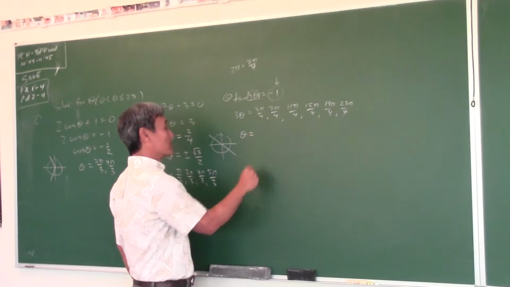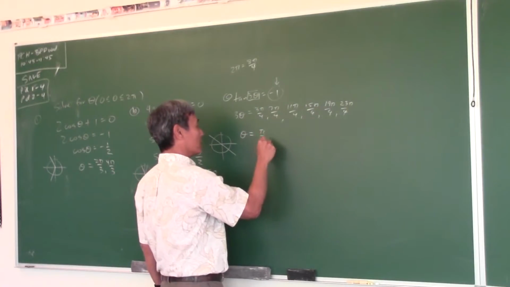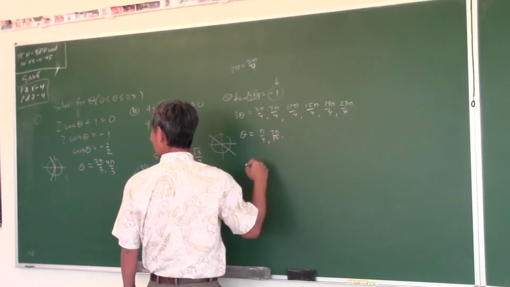So now, if you divide both sides by 3, which is like multiplying by 1/3, you will get pi over 4, 7 pi over 12.